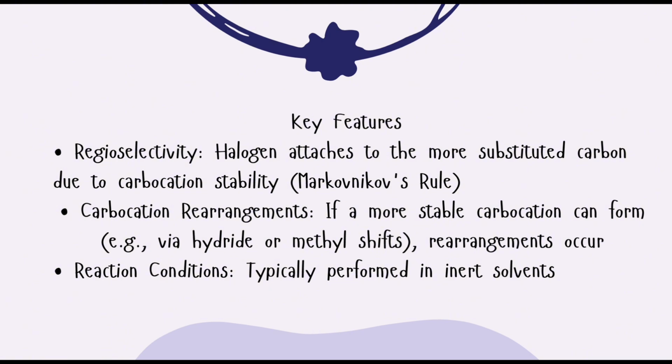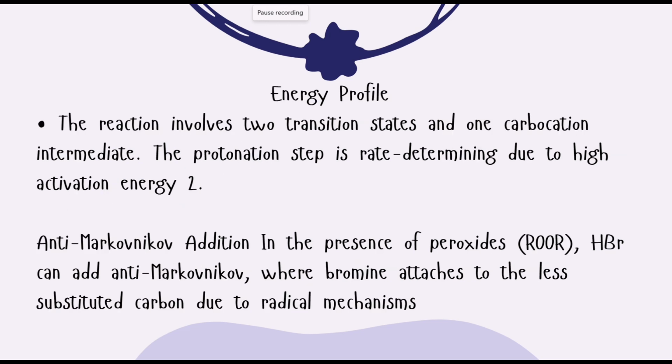So these are the key features. Regioselectivity: the halogen attaches to the more substituted carbon due to carbocation stability, or Markovnikov's rule. Second is carbocation rearrangement. If a more stable carbocation can form, for example via hydride or methyl shifts, then rearrangement occurs. Last is reaction conditions: typically performed in inert solvents.